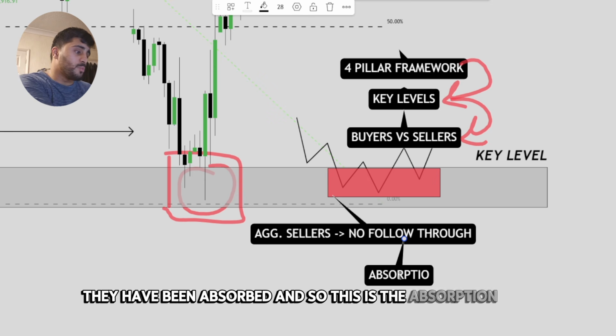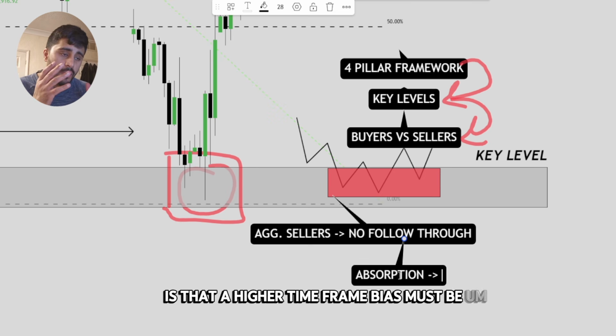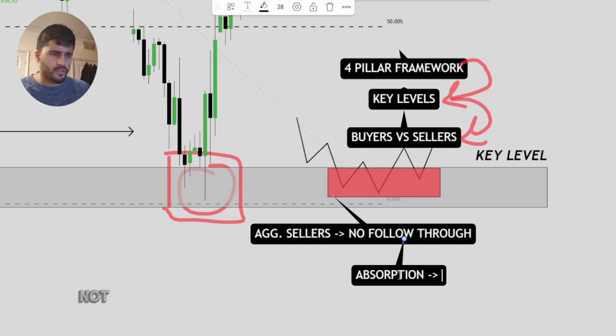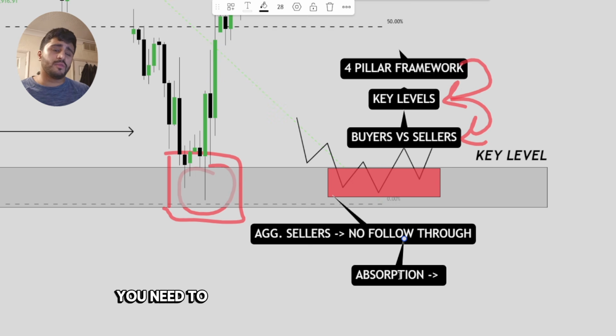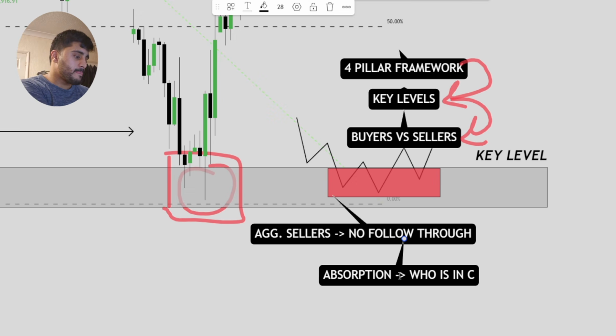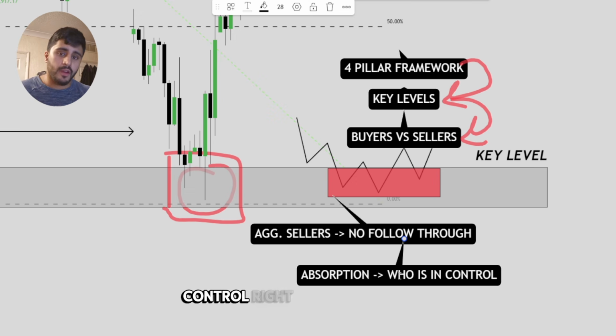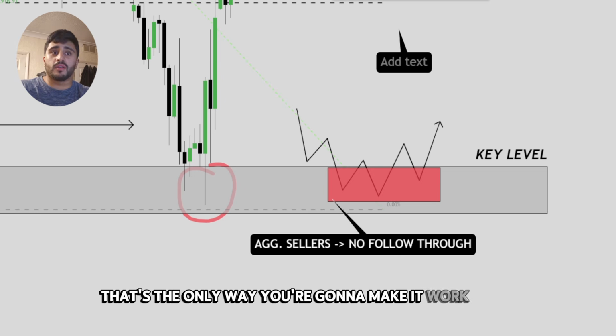And so this is the absorption principle. If there's one thing you take away from this video, it's that a higher time frame bias must be found with absorption, not just fair value gaps or liquidity sweeps or any of this stuff. You need to have an absorption to show you who is in control, right? That's very important. You need to see who is in control of the markets. That's the only way you're going to make it work long term.